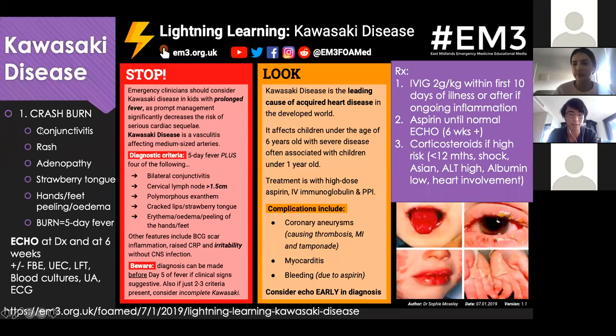Your crash is going to stand for conjunctivitis. So as we can see here, rash. So this is going to be a kind of non-specific, what we call polymorphic rash. It can be in any shapes and sizes. Adenopathy, mainly cervical. You can get an S would be for strawberry tongue. So we can see here we've got this very erythematous, inflamed, edematous tongue, as well as the cracked lips. And then your H is going to be your hands and your feet, and they can peel, they can be red, and they can be edematous as well.